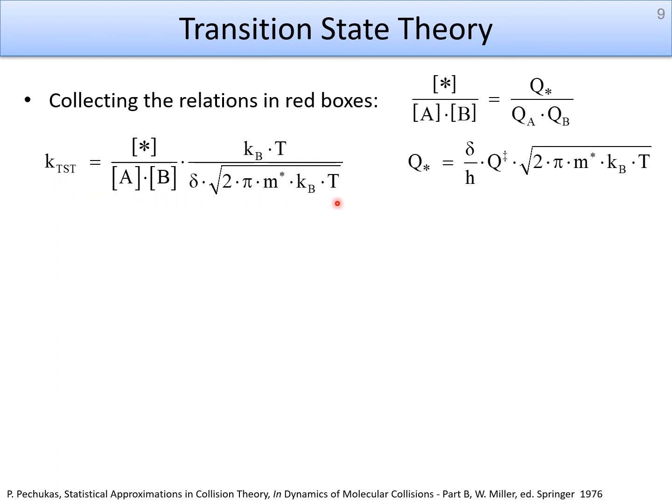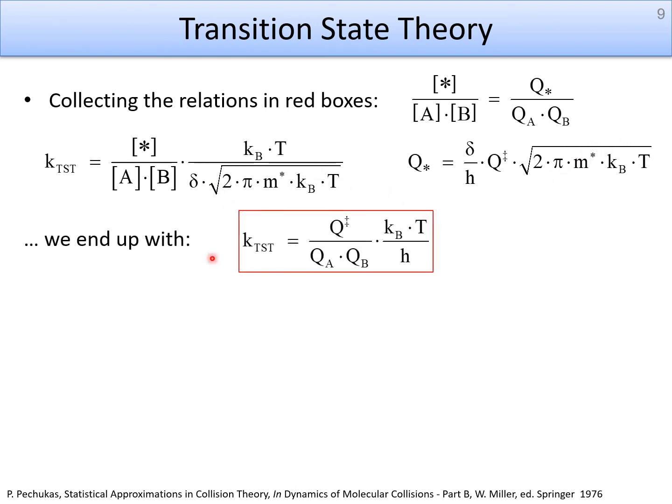So what can I do? What I want is KTST. So I can substitute this with this, and then this Q star can be substituted by this. You will immediately see that this delta with this delta go away. Remember, this was not a very well defined parameter, so it is eliminated now, so we have no problem. And then of course this also goes away with this.